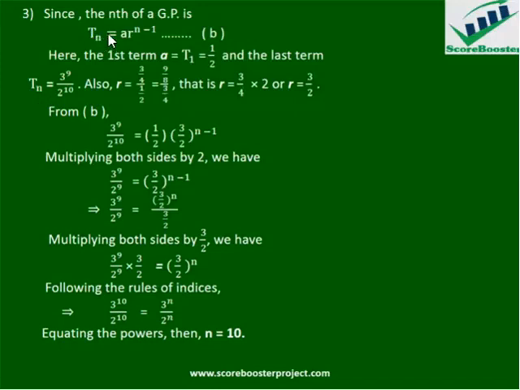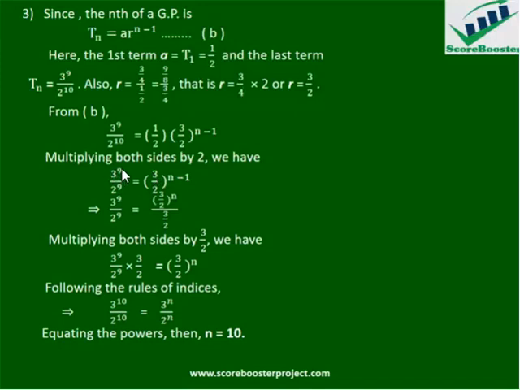So from the formula of the nth term of the geometric progression, we know that Tn, which is 3^9 divided by 2^10, equals a, which is half, times the common ratio 3 over 2 raised to the power n − 1. So if we first eradicate this half by multiplying both sides by 2, we have 3^9 multiplied by 2 over 2^10 equals, 2 here 1, 2 here 1, you have 1 multiplied by this, you are left with (3/2)^(n−1).